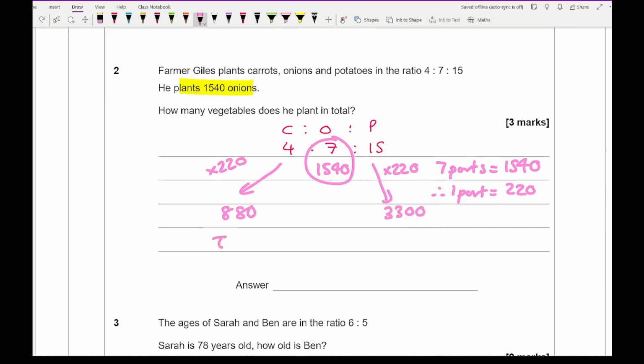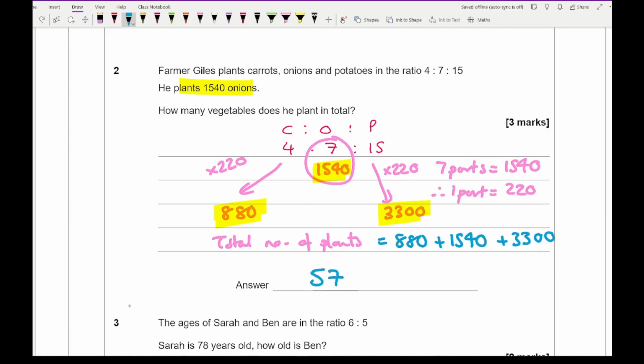So then the total number of plants is going to be those three numbers added together. So it's going to be 880 plus 1540 plus 3300, which gives me a grand total of 5,720.